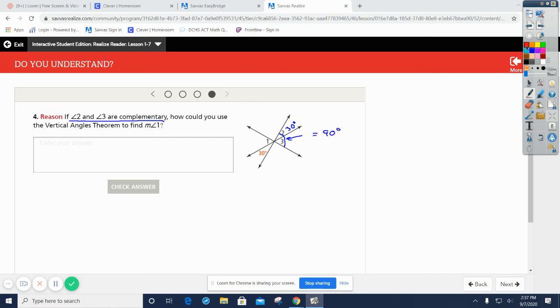So what does that make angle 3? Well, I would have to go 90 minus 30, and that would equal 60. So angle 3 is 60 degrees because 30 and 60 make 90. Then look at 3 and 1. Those are vertical, so they're equal. So if 3 is 60, then 1 is 60. And so the answer is 60 degrees. So you can use vertical angles to find them that way.